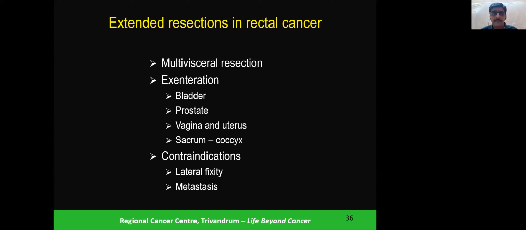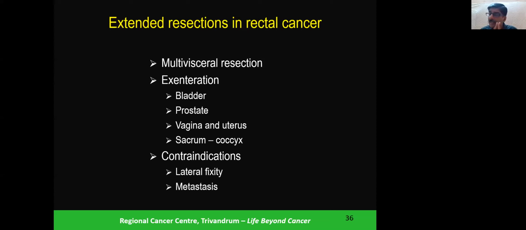Now, as you all know, rectal cancer is one area where there is a higher chance of involvement of adjacent organs like the bladder, the prostate, the seminal vesicles, and in the case of females, the vagina, the cervix, etc. So if those organs are involved, even after neoadjuvant chemoradiotherapy, you have to go for multivisceral resection, because extended resections, in terms of bladder resections, prostate resections, vagina, uterus, and posteriorly the sacrum and the coccyx, can be removed by doing an exenteration. The only contraindication for these kinds of extended resections is lateral fixity, where you think that you cannot get a negative margin along the lateral walls. Then there is no point in doing exenteration.